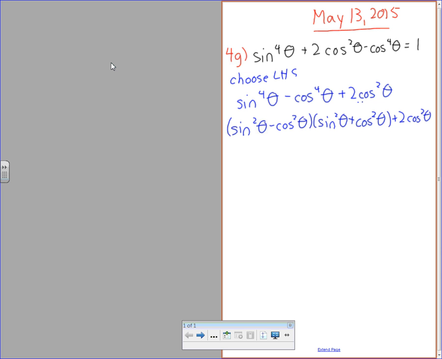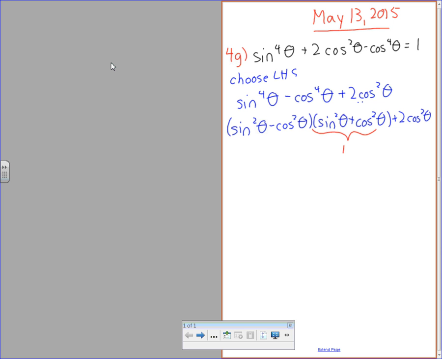Can you cancel? I can eventually, not quite yet though. Okay, something else can fix it. Are you foiling it? Well, if I foil this back out, I'll go back to here, right? So not quite for that yet. No, not quite. Well, what equals 1 here? Yeah, this part right here, only this part equals 1. Right? Sine squared theta plus cos squared theta equals 1.